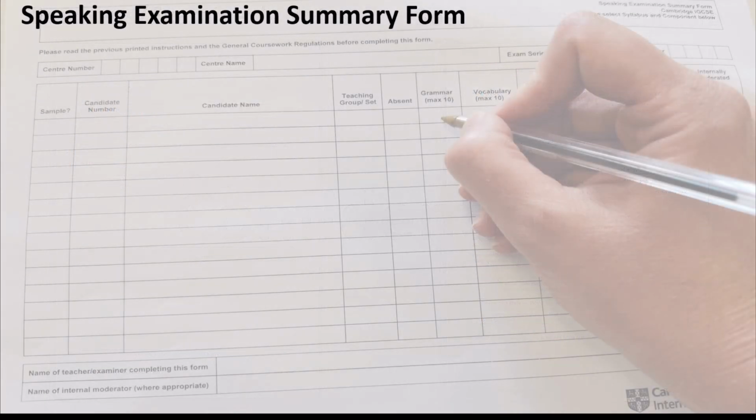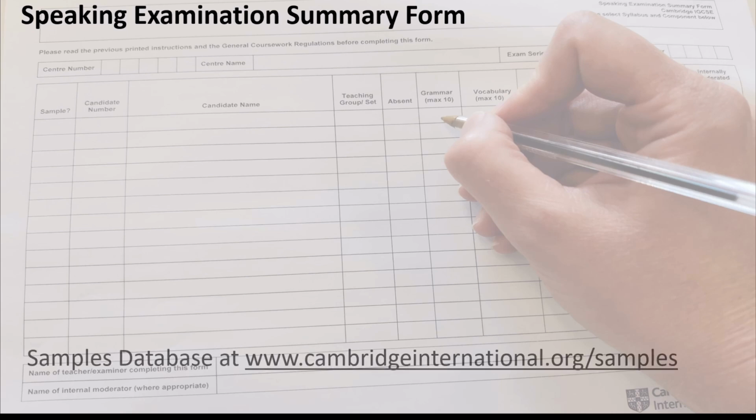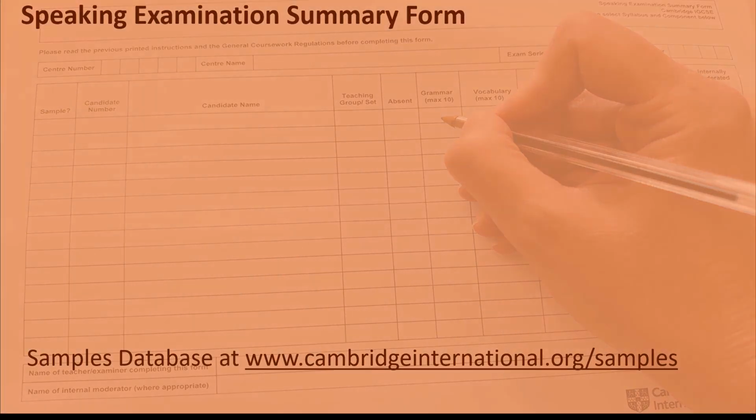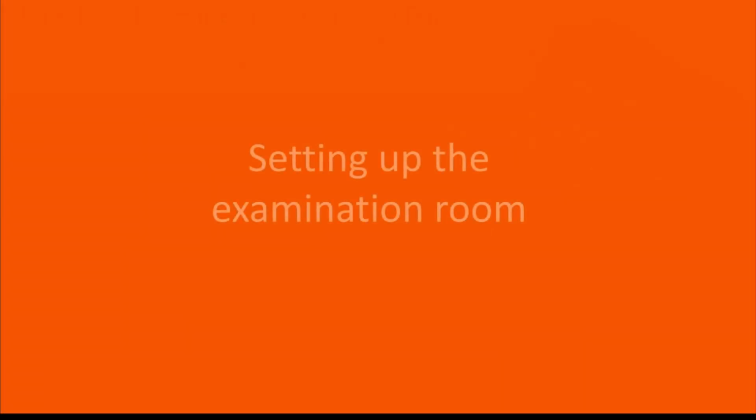Download the Speaking Examination Summary form and fill in the centre details and candidates' names and numbers in candidate number order. This form can be found on the samples database at www.cambridgeinternational.org/samples. The teacher examiner is responsible for setting up the examination room correctly.